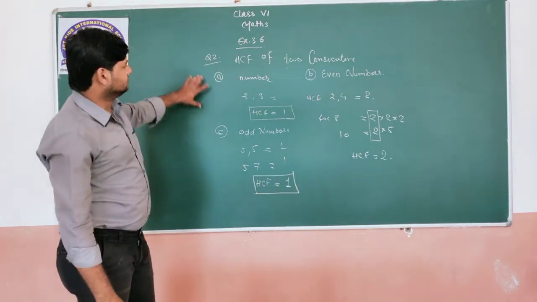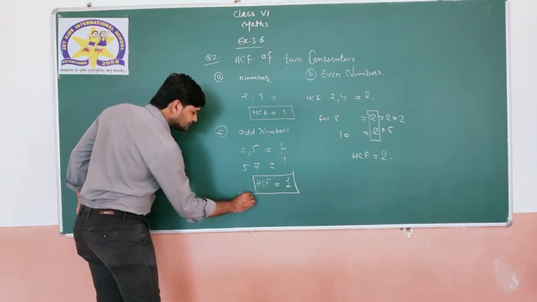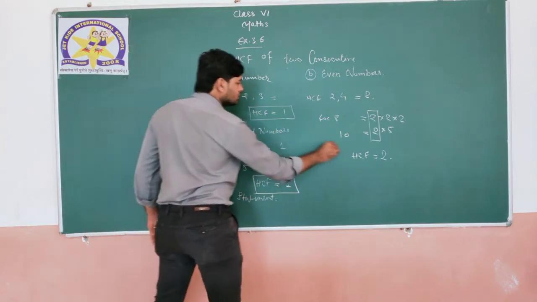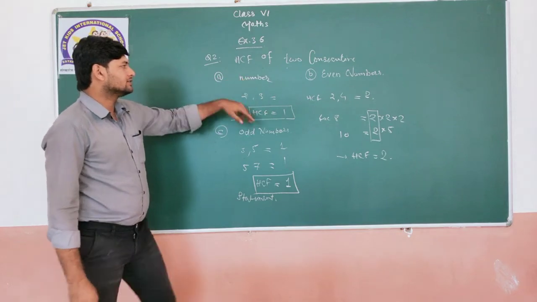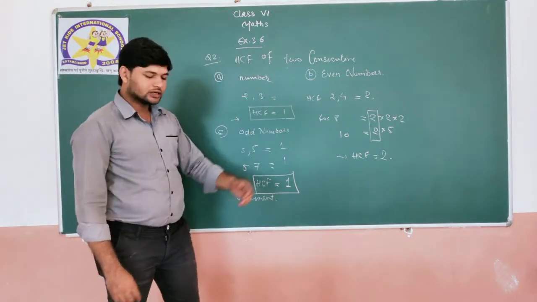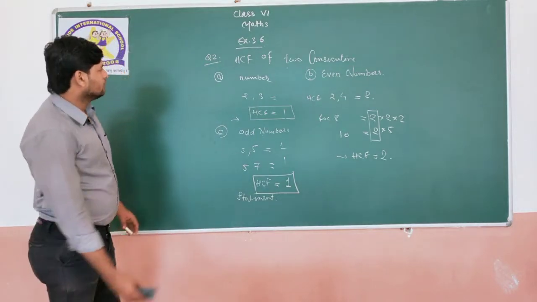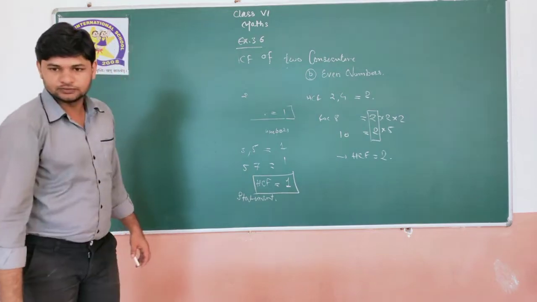Clear? This is how you have to write the statement. Here also, here also, and here also. Write the statement for HCF of two consecutive numbers, two consecutive even numbers, and two consecutive odd numbers. So take a snap if you want to. Then we will continue with our third question.